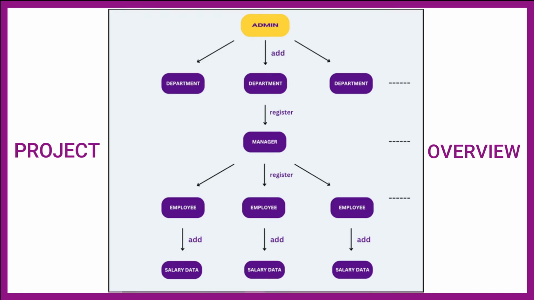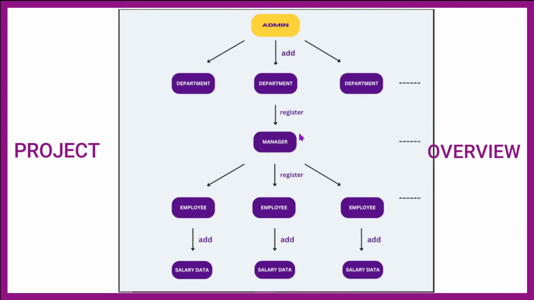So the employee management system project is three module project where admin can register and log in into the system. After the login, he can add multiple departments in the application. Now after adding the department, admin can register the managers in these departments to manage the department employee data.